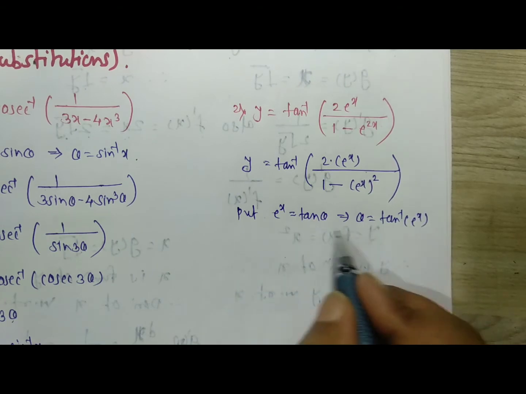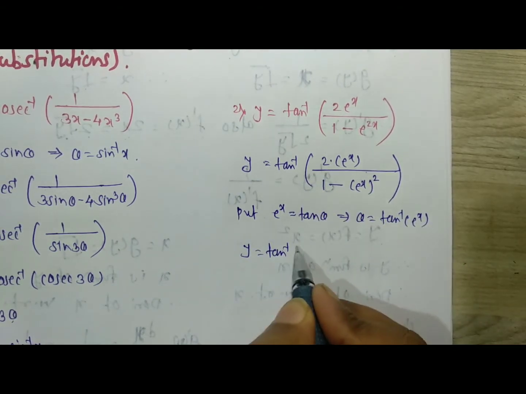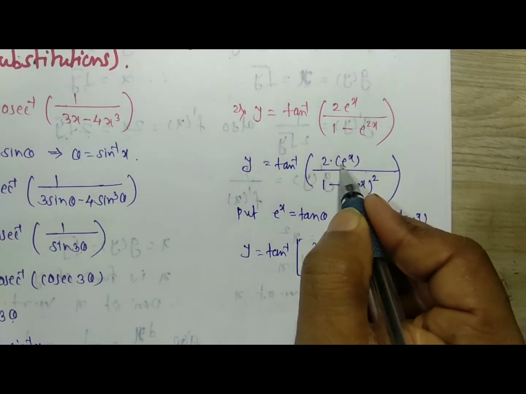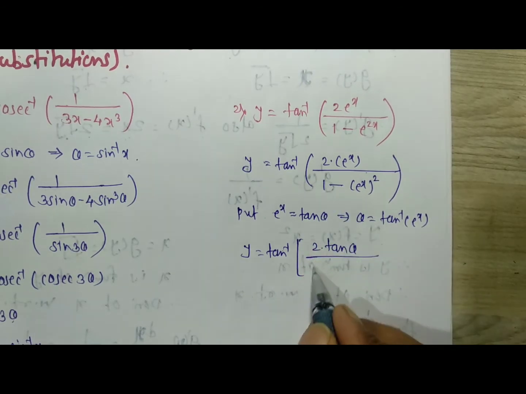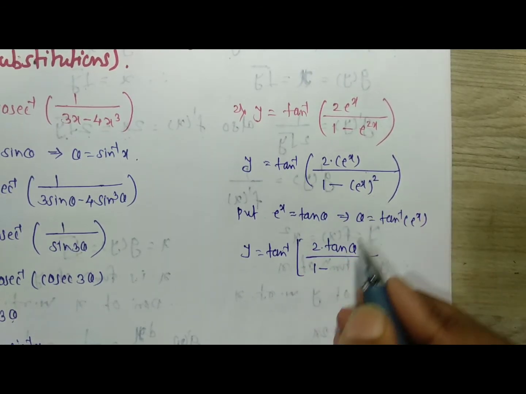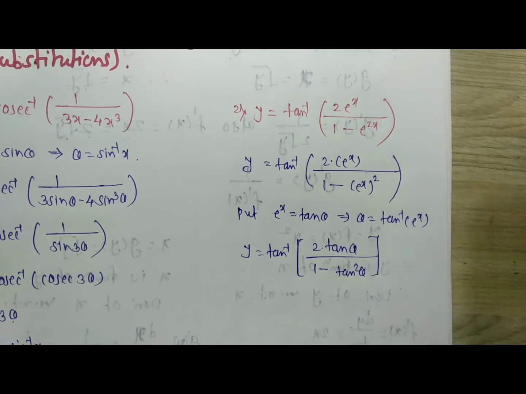By using that, you will get y is equal to tan inverse inside the bracket 2 into e raised to x, which is nothing but tan theta, divided by 1 minus tan square theta.